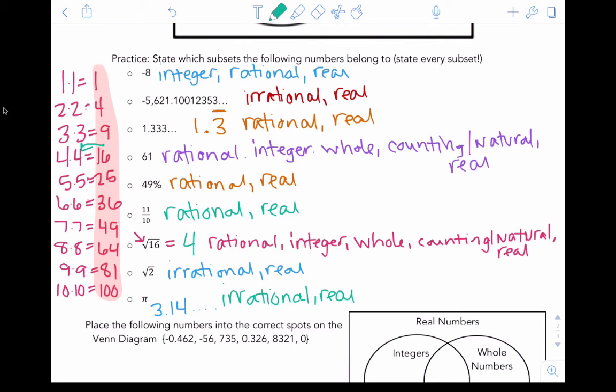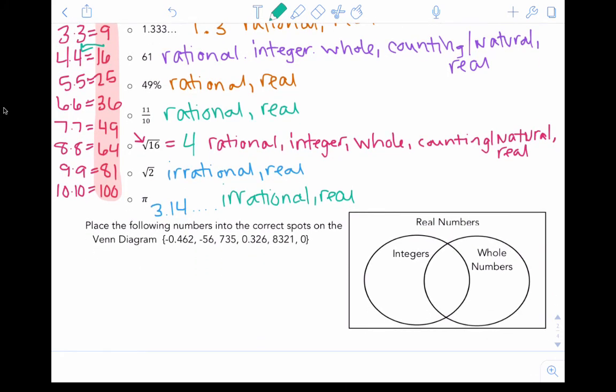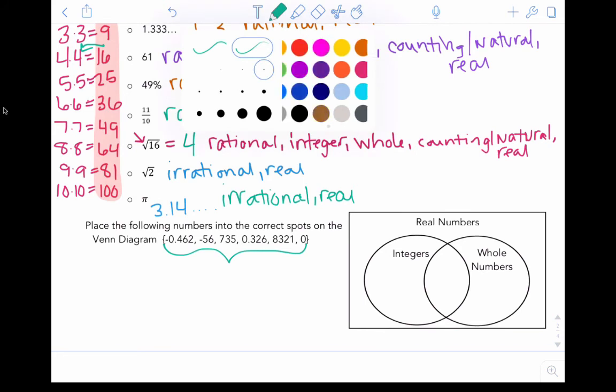All right, we're going to go ahead and go on to the last example in these notes. So we have a set of numbers because it is written in these curly brackets, and we have to place them in the correct spots on this Venn diagram. So real quick, a reminder on Venn diagrams.